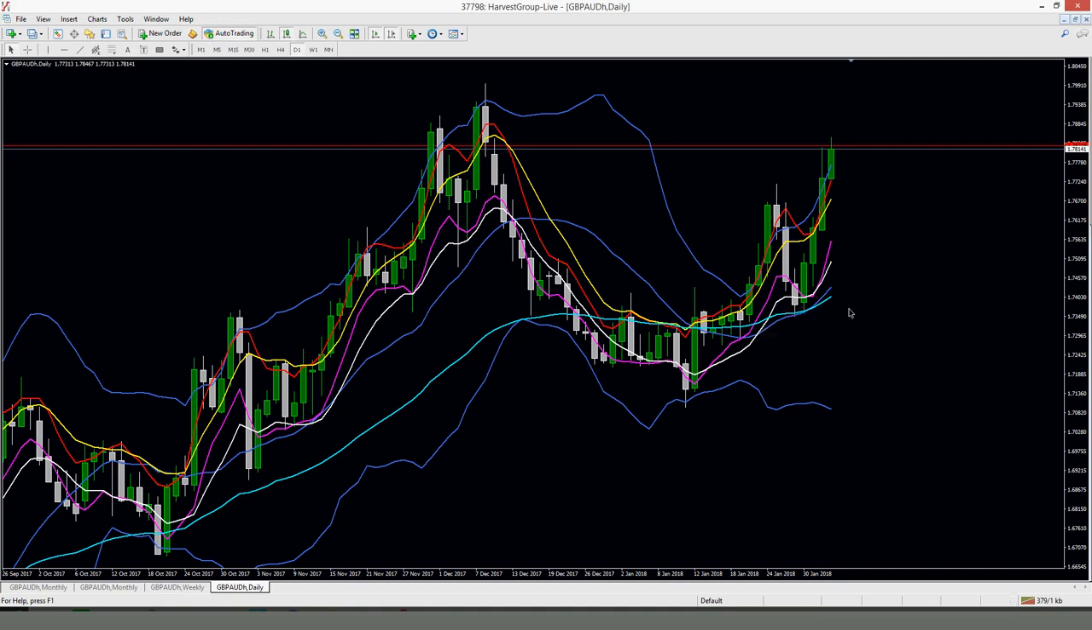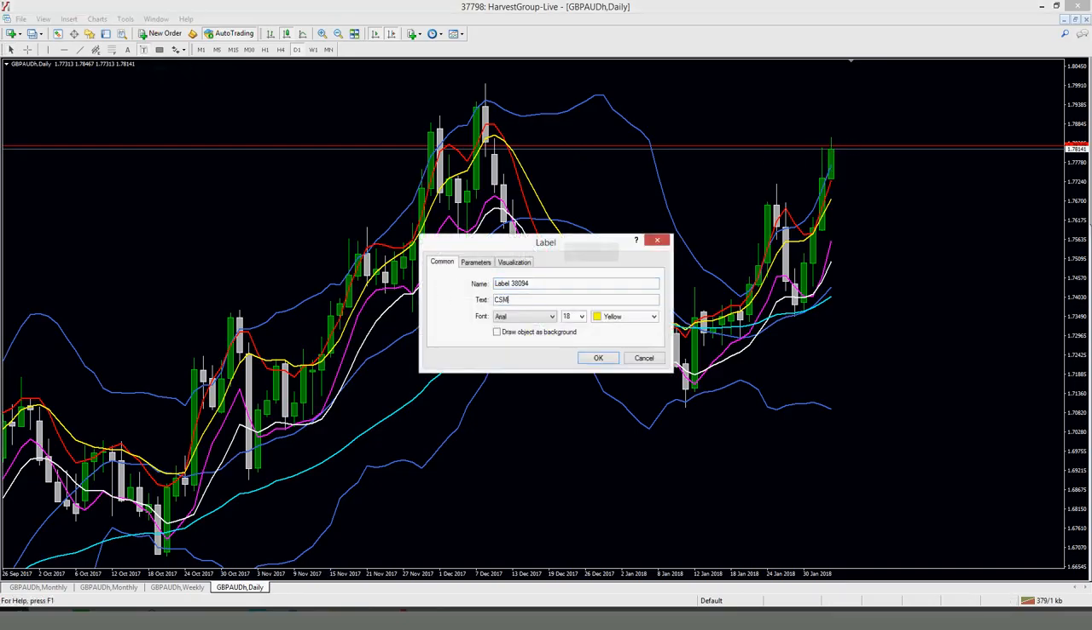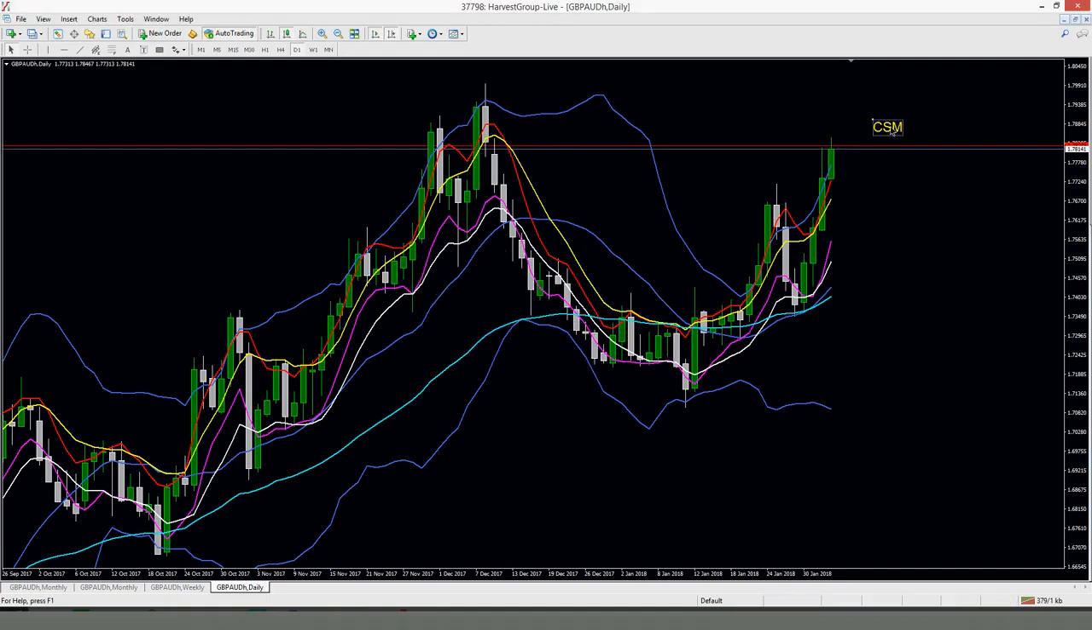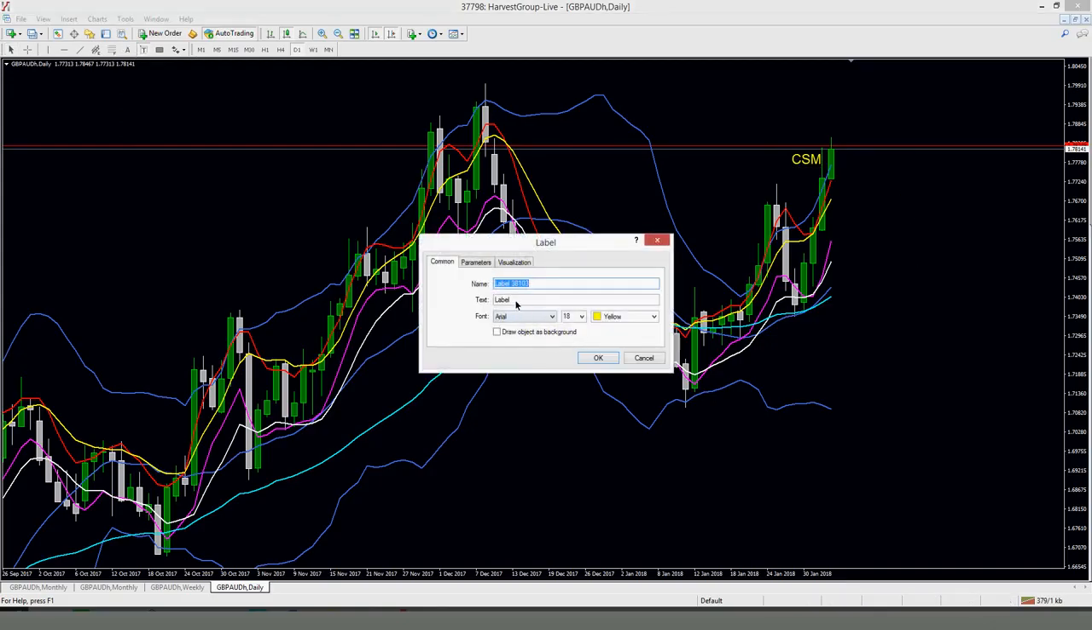Okay, so this is a daily time frame. So the last daily time frame created CSM. So what does a buy CSM tell us? Obviously we have to make sure we know what the characteristics of CSM are.